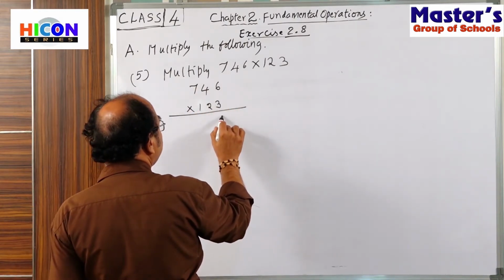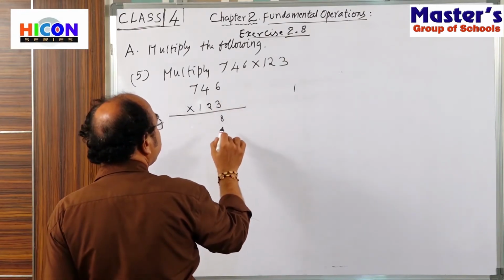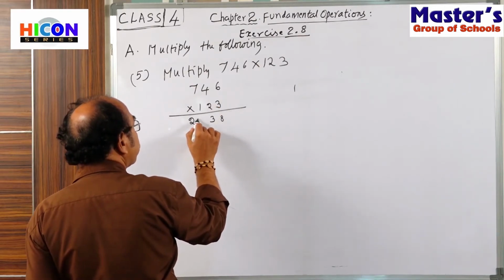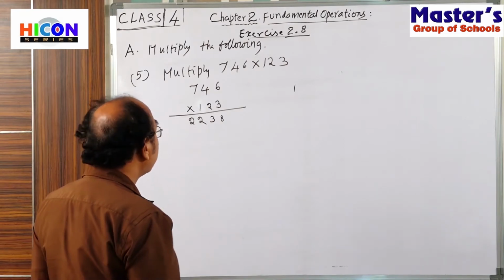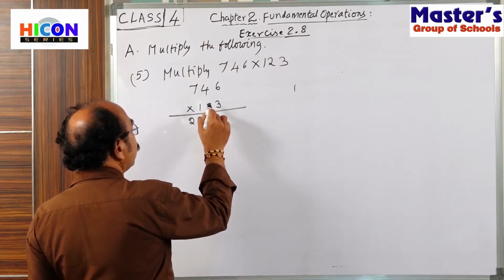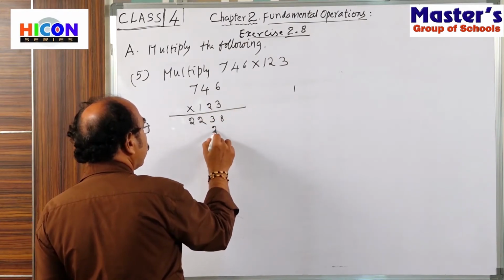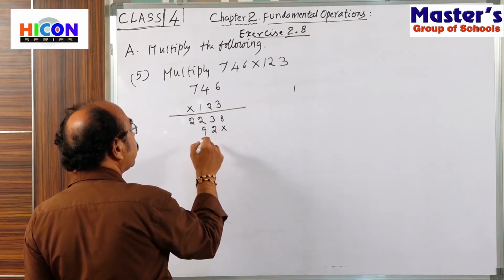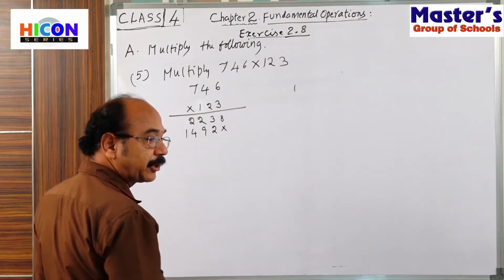3 6s are 18, 8 and 1 carry. 3 4s are 12 plus 1, 13, 3 and 1 carry. 3 7s are 21 plus 1, 22. With 3 multiply. Now multiply with the 2. 2 6s are 12, 2 and 1 carry. 2 4s are 8 plus 1, 9. 2 7s are 14. This is your habitual way.